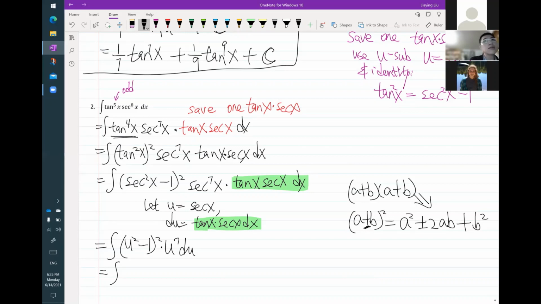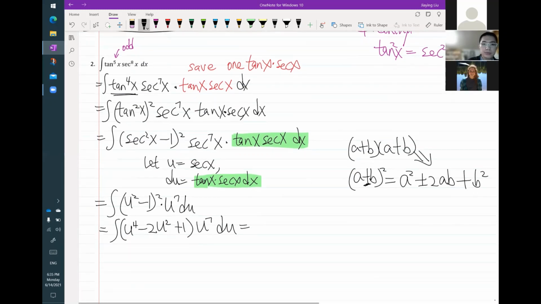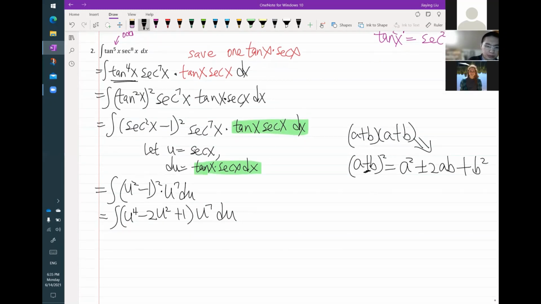So here, if I follow that formula, I get u to the fourth power minus 2 times u squared times 1, that's 2u squared, plus 1, it's always plus there, times u to the 7 du. And then multiply with u to the 7th: u to the 4th times u to the 7th is u to the 11th power, minus 2u to the 9th, plus u to the 7th du. And I'm going to let you finish this problem. It's really just find the antiderivative of each term and then put back u is secant x. I hope that's okay at this point.